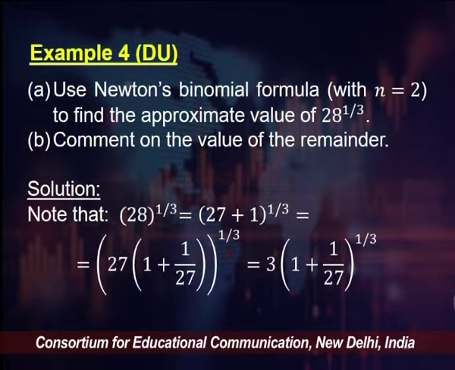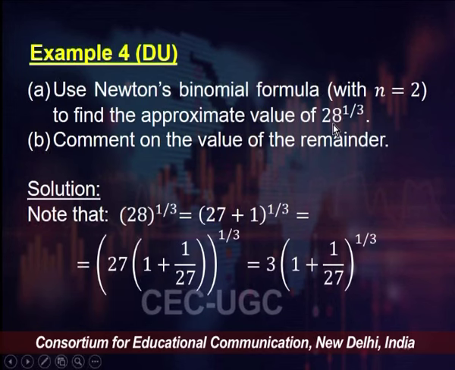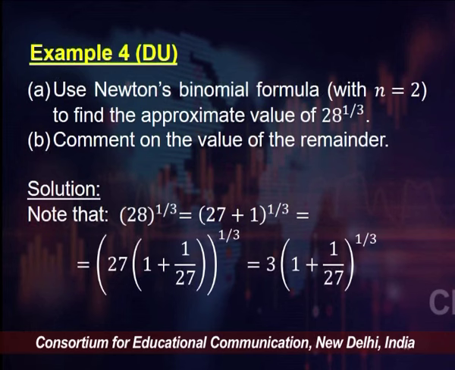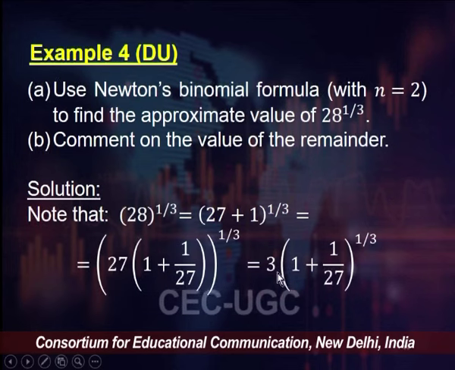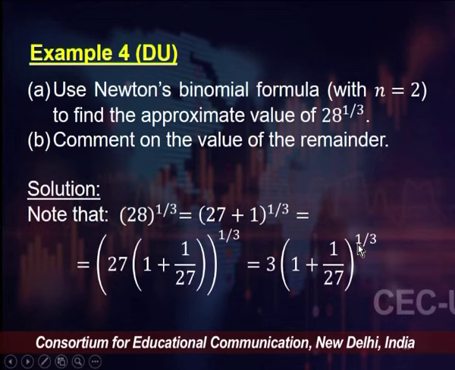Because we are running out of time, I will just leave you with this question which you can try on your own, where you have to use Newton's binomial formula. It's a quadratic approximation to find the approximate value of 28 to the power 1 by 3. But remember, because x has to be close to 0, you will have to write 28 to the power 1 by 3 as 3 times (1 plus 1 by 27) to the power 1/3, and then just go through the same set of steps that I have illustrated in example 3, and you will be able to get your result.